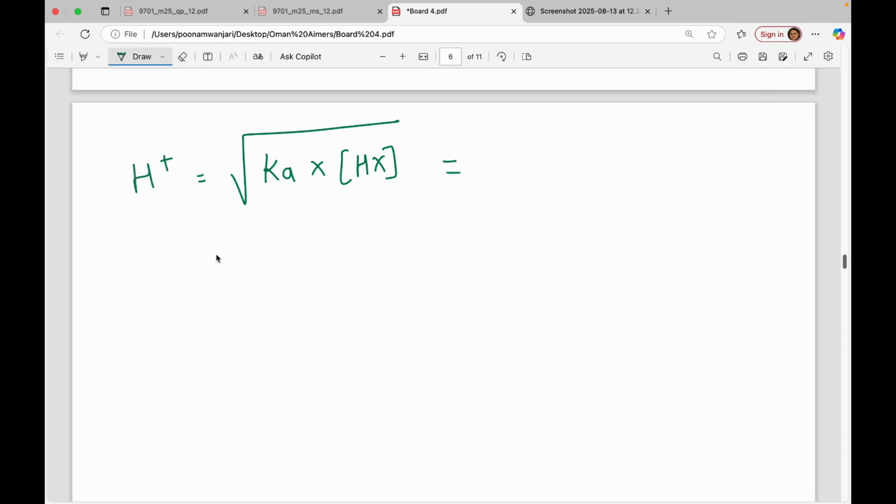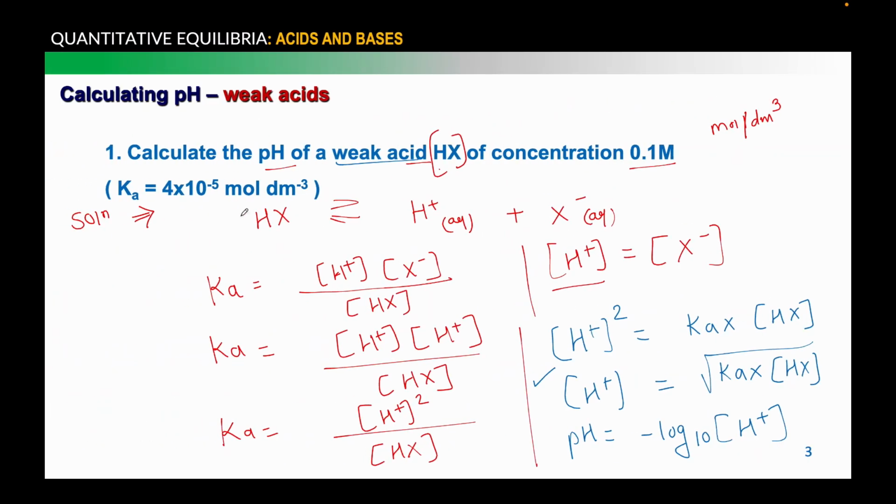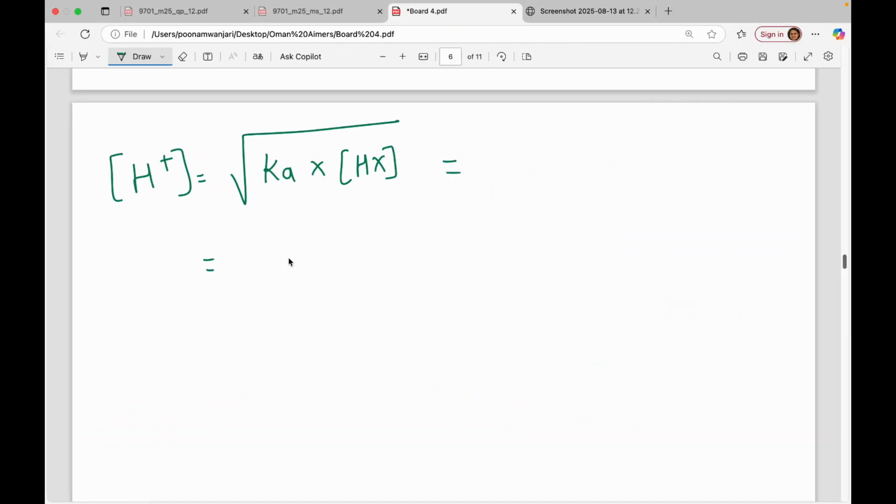H plus is equal to the concentration, because we need to find the concentration of H plus, students. So just check what is the value of Ka, that is 4 into 10 to the power minus 5. Don't forget the square root sign. 4 into 10 to the power minus 5 into the concentration of acid given, which is 0.1. So you can directly calculate in the calculator.